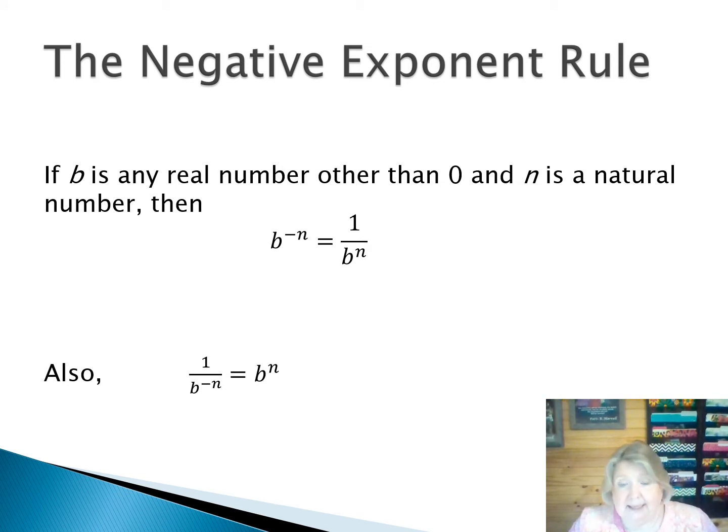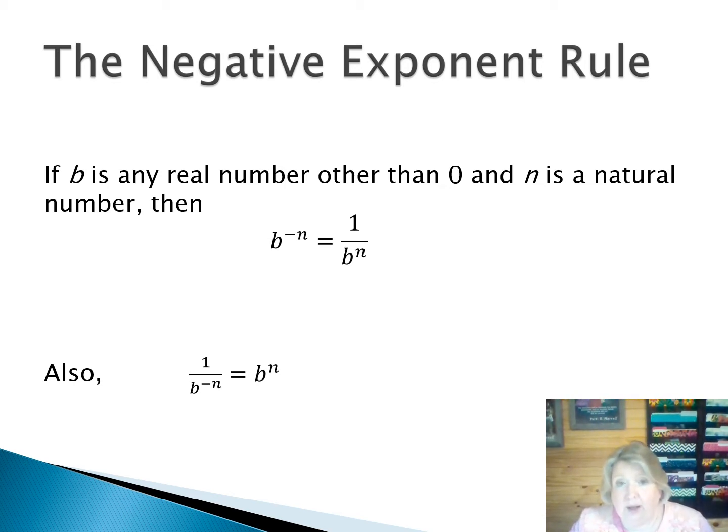If b is any real number other than 0 and n is a natural number, then b to the negative n equals 1 over b to the positive n. Also, 1 over b to the negative n equals b to the positive n. Now that sounds and looks very confusing, but it's actually quite a simple concept.